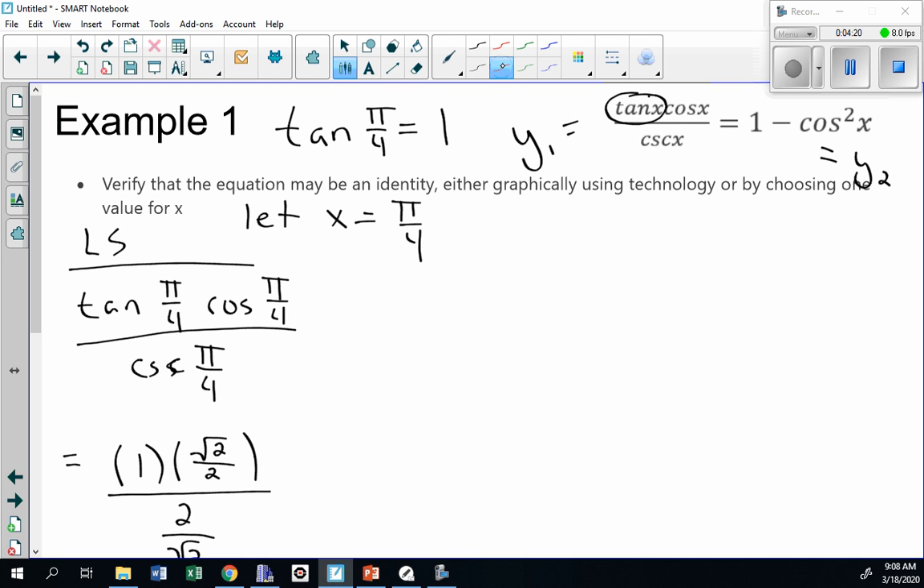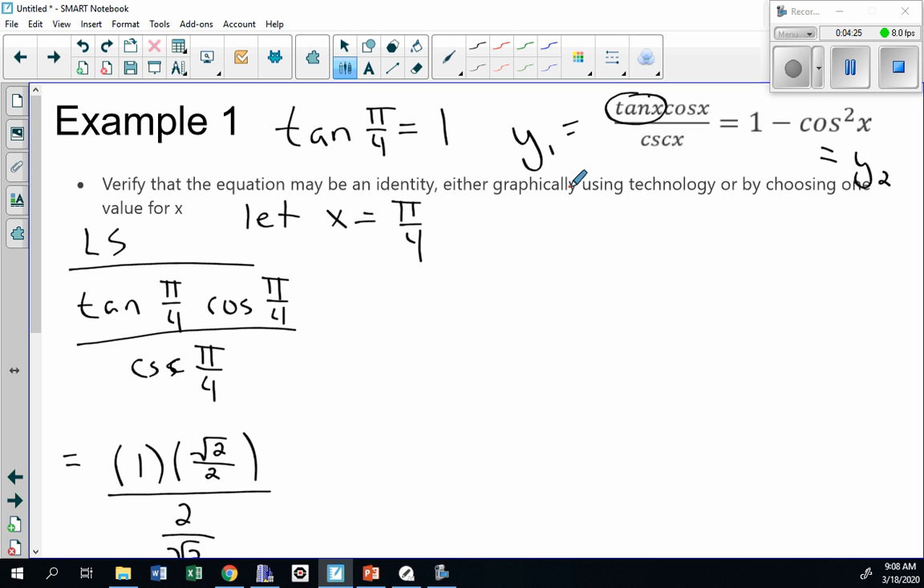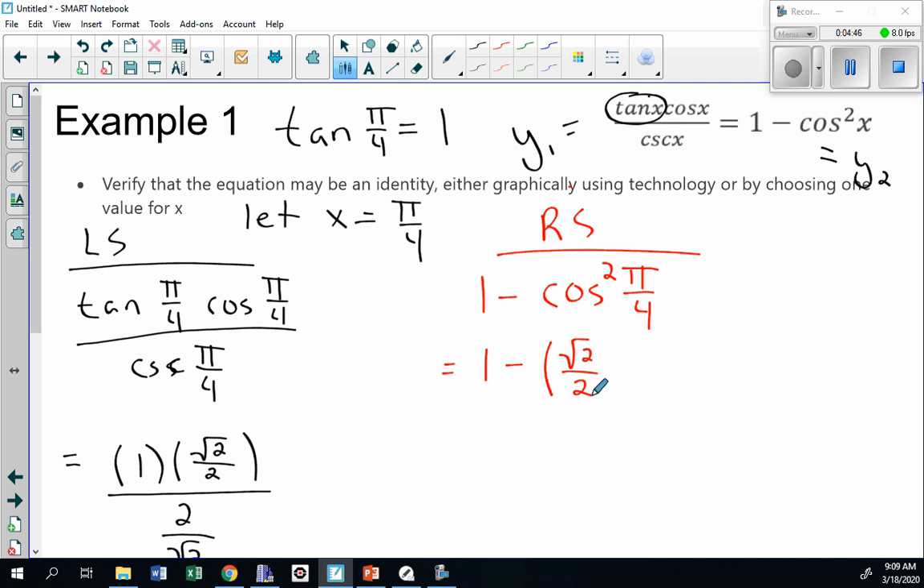So let's pick a different color. So then I want my right side. Again, make it very explicit. So now it's going to be 1 minus cosine pi over 4, all squared. And then we can begin to evaluate. So cosine pi over 4 is actually square root of 2 over 2, and that's all squared.